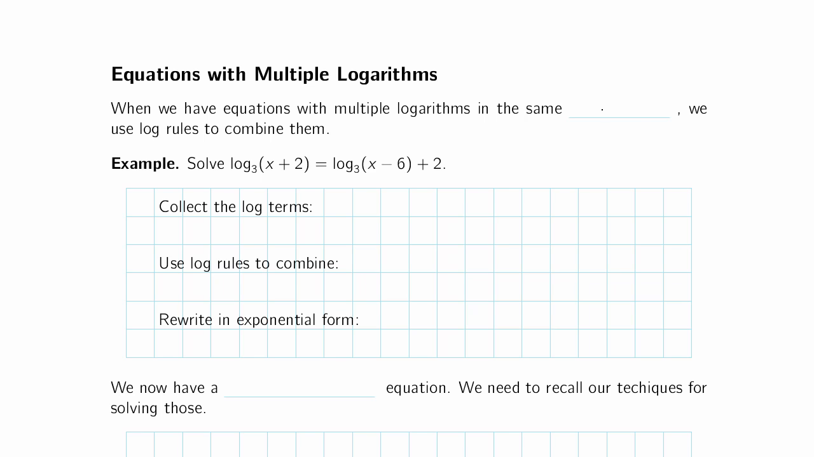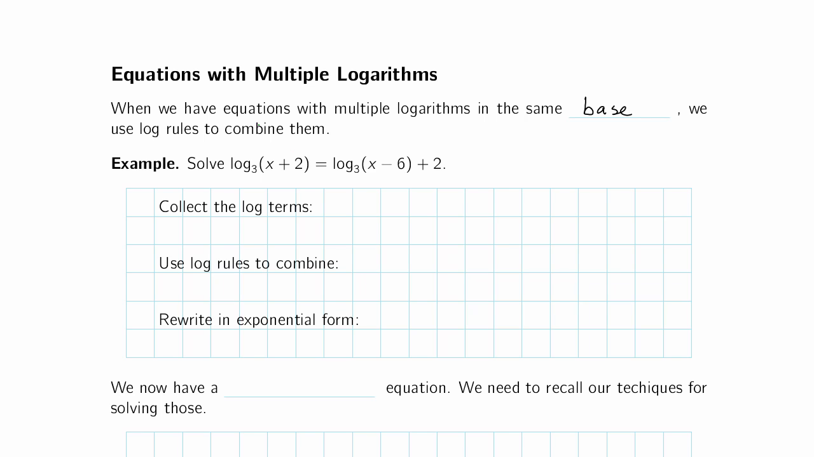When we have equations with multiple logarithms in the same base, we use the log rules to combine them. This puts us actually in a slightly nicer position than we were, if you'll recall, when we had multiple radicals. Dealing with multiple logs, as long as they're in the same base, is not too hard, as long as we remember our log rules. So first, we'll collect all of our log terms on one side and all of the non-log terms on the other.